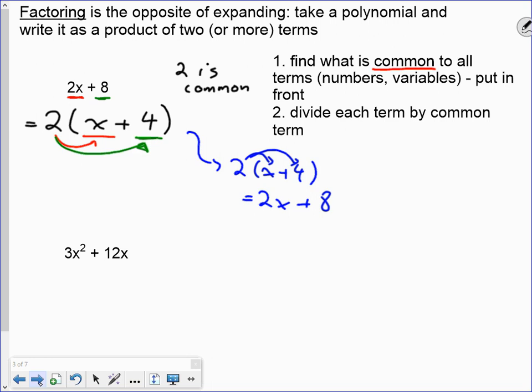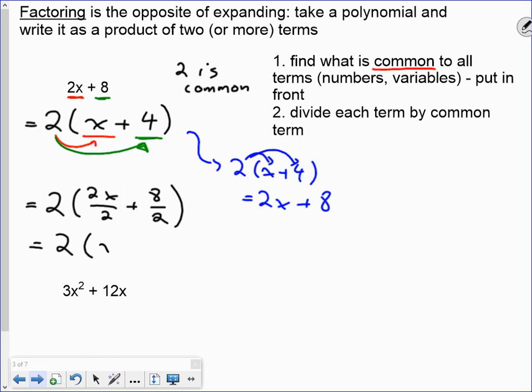Now, when I'm writing out the steps here, I said step 2 is divide each term by the common term. We could have done this a little bit more explicitly by saying, okay, our 2 is common. We're going to take our 2x and divide it by the 2, and we're going to take our 8 and divide it by the 2, because the fact that the 2 was common meant that both of these terms were divisible by 2.